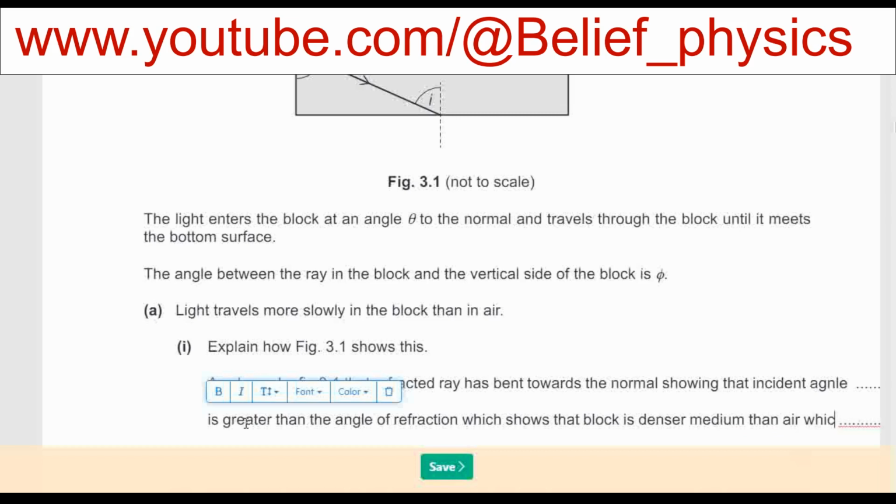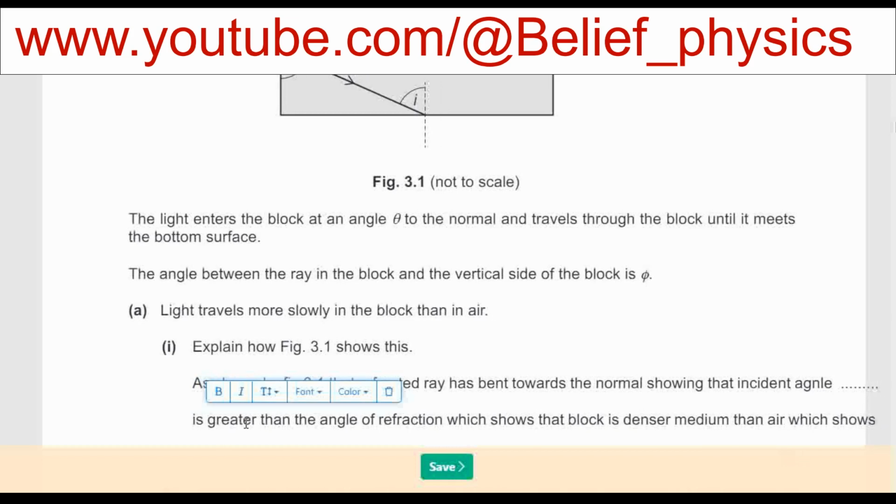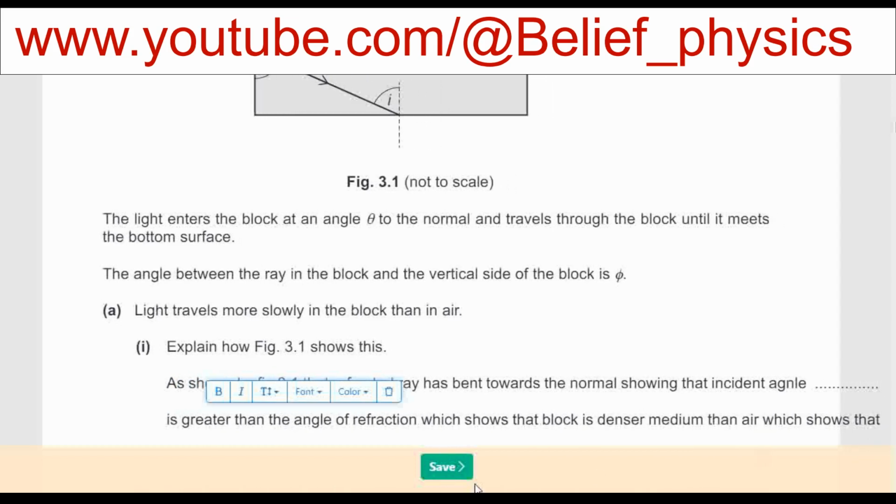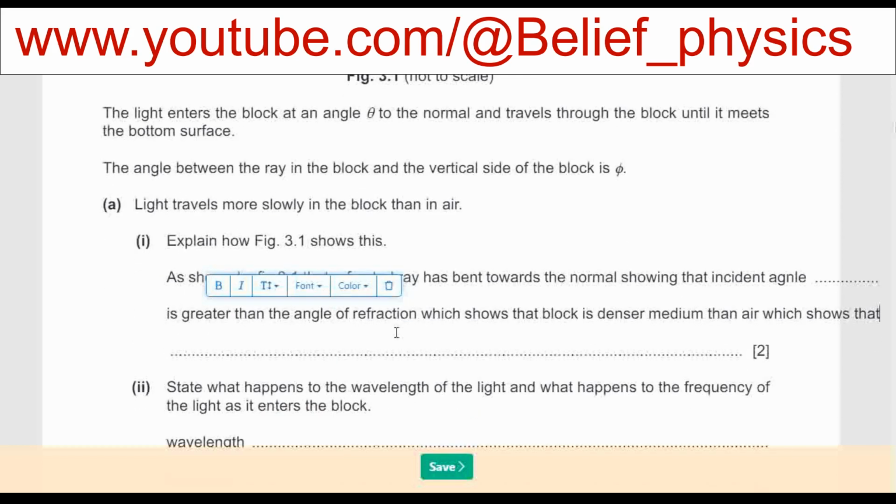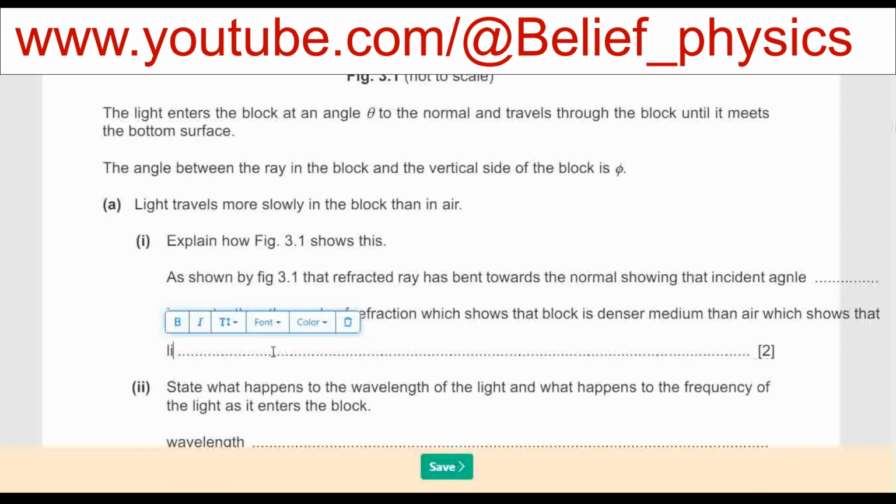which shows that light travels more slowly in the block. If you write this much, you will earn the full marks for that.